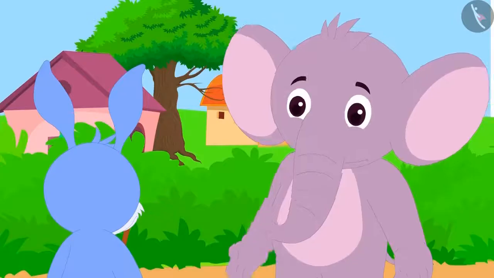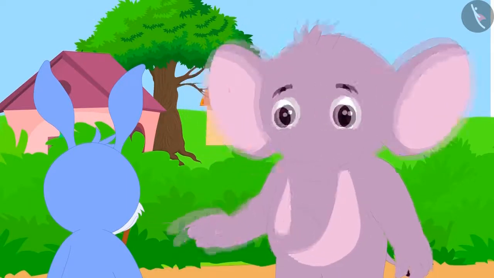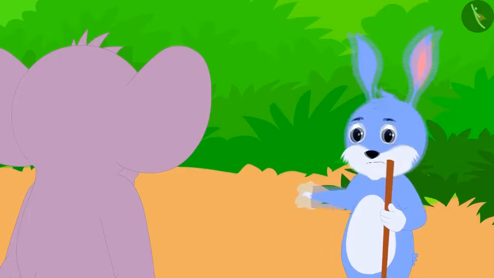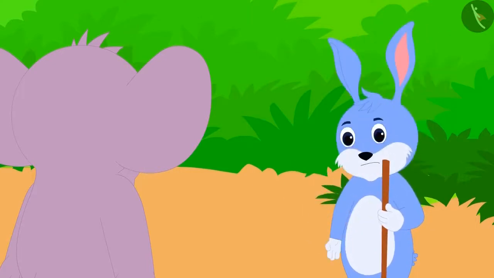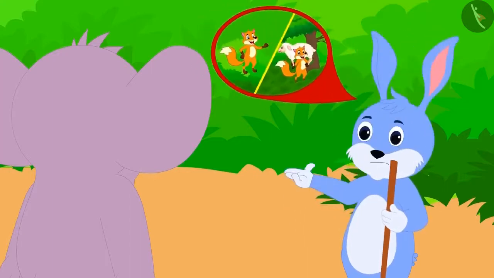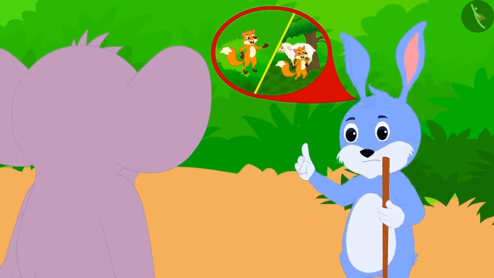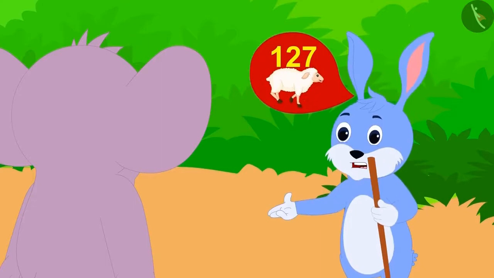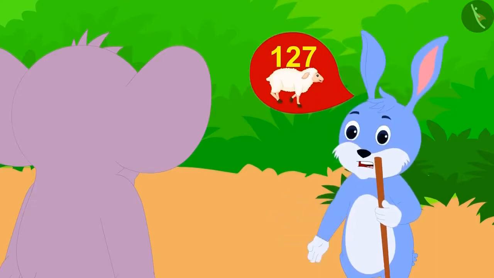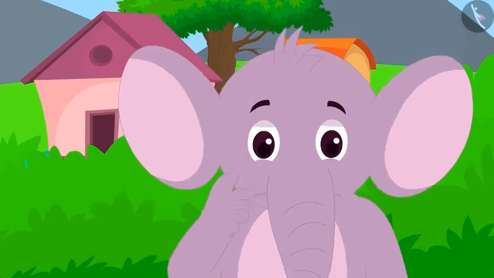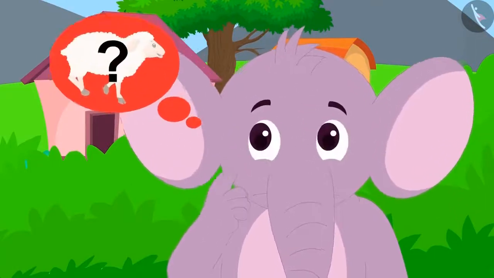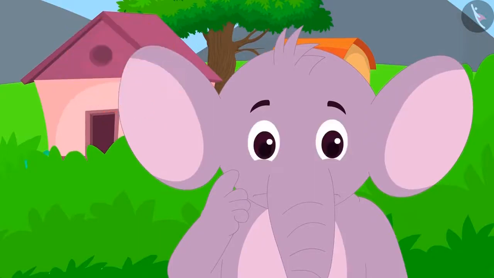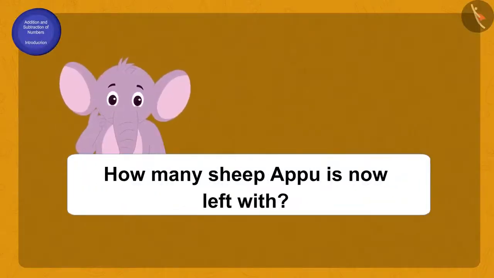When Appu asked Bunny about those 127 missing sheep, Bunny told him that a wolf came daily to the mountain area where he took the sheep to graze, and the wolf ate 127 sheep in a week. Appu is wondering how many sheep he is now left with. Can you help Appu find how many sheep are left with him?